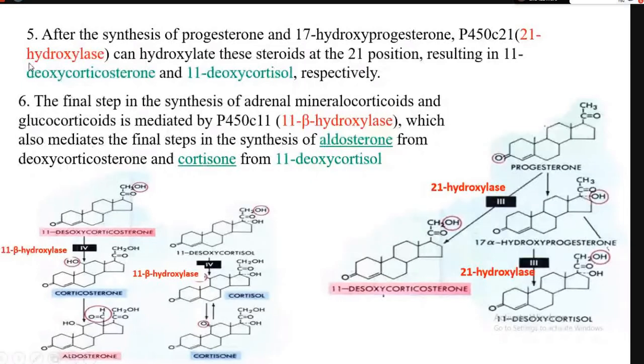Now, in the fifth step, after the synthesis of progesterone, 17-hydroxyprogesterone, okay. The 21-hydroxylase enzyme can hydroxylate this steroid at the 21 position, resulting in 11-deoxycorticosterone. Now you can see here this progesterone having this keto group. This is the 21-hydroxylase enzyme.